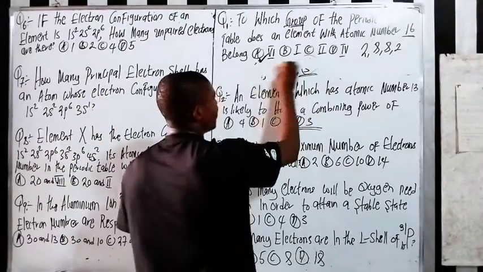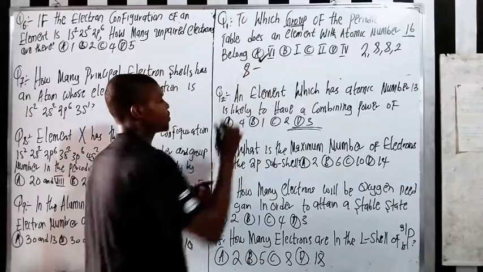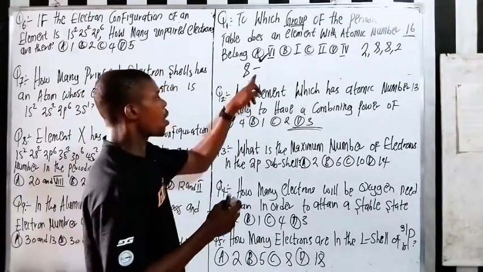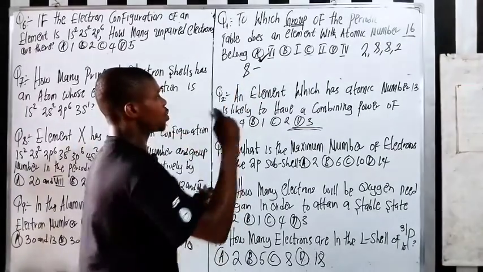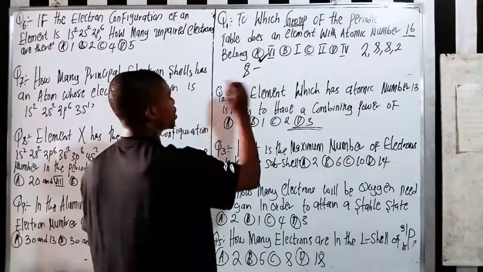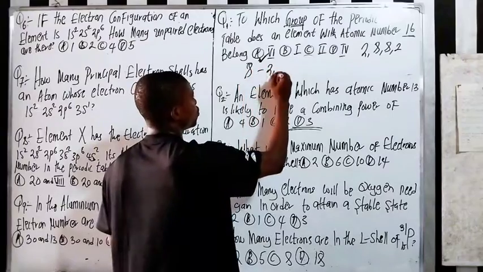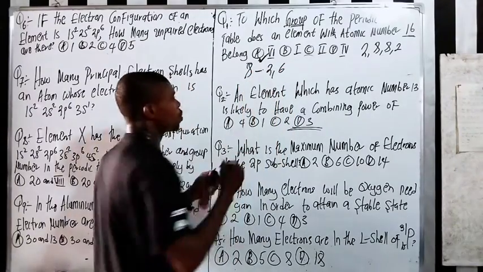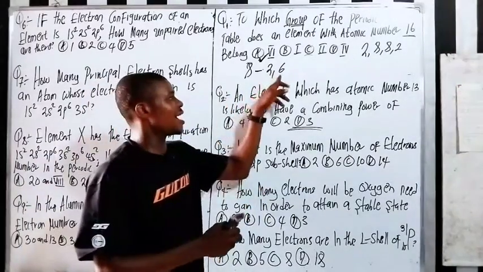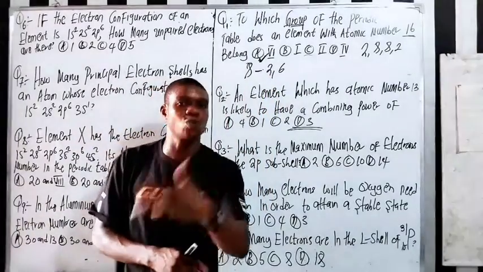If, for example, I have oxygen, 8, what is the combining power here? Please pay close attention. If you check very well, here we have 8: 2, 6. This atom can't lose 6 electrons. So in order for it to obtain the octet, it needs 2 electrons.